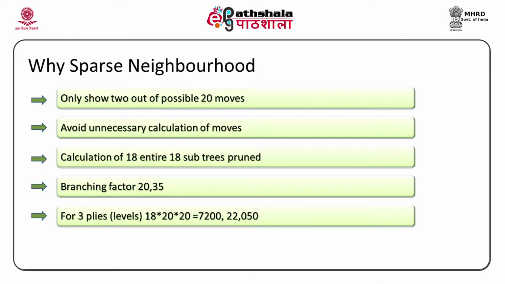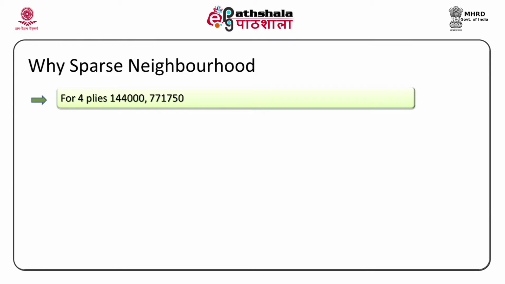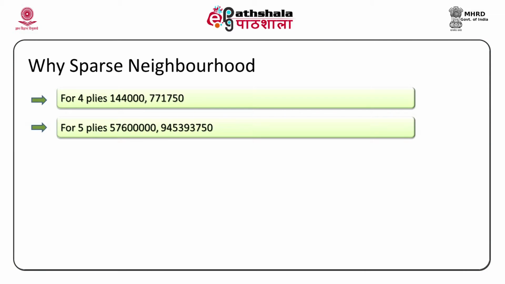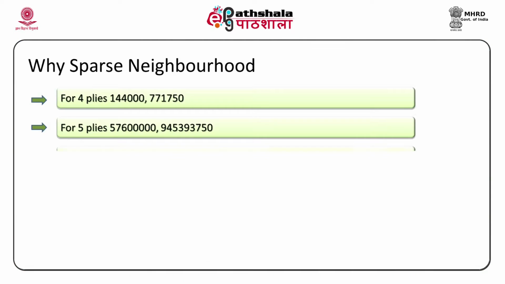Look at the value, I can't read that. And if it is 4 plies, 144000. In the case of 20, 771750 in the case of 35. For 5 plies you can see it is going way beyond. That is the saving that you will have. Obviously, you are paying the price, but if your heuristic function is good enough and you are choosing the best moves, then you are going to save a lot of memory as well as computing power, and you will be able to complete this in time.